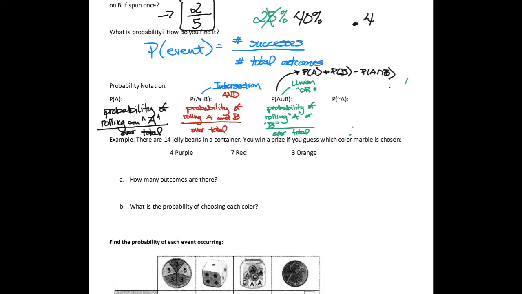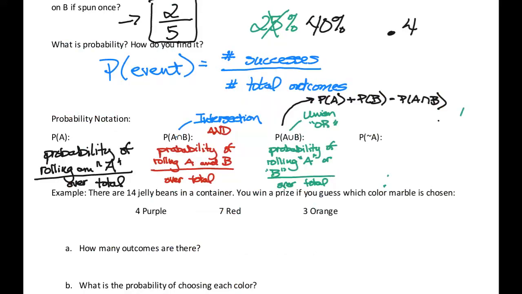Let's say, trying to think of a good example. Probability of A or B. I don't have a great example. I keep thinking it's boys and girls, and that's not a good example. Let's say, yeah, no, I'm not even going to worry about that. We'll see it later.